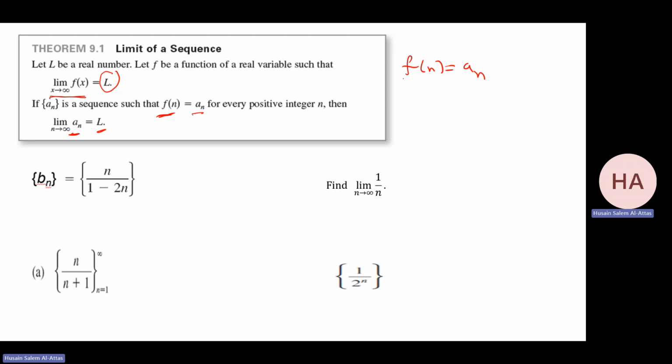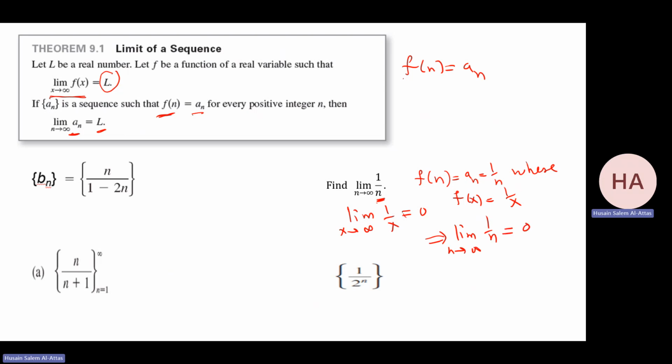Let me do this example, which is the easiest one, I think. Instead of writing the limit, I will say f of n equals a_n equals 1 over n, where f of x is 1 over x. And what is the limit as x goes to infinity of 1 over x? That will be 0, I know it. So that means the limit of 1 over n as n goes to infinity will be the same thing, which is 0.